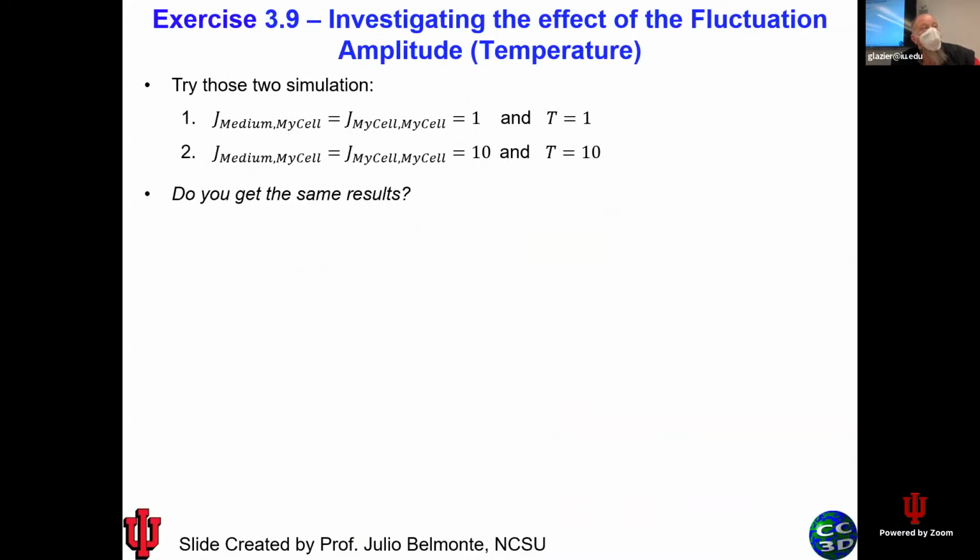Okay. So the last one we could do is try two simulations, and then we'll take a break. Cell medium contact, you've got cell medium and cell equal to 1. Now change the fluctuation amplitude, that T parameter, make it 1. And run it. Take a look at that, and then make cell medium equal to cell equal to 10 and T equal to 10. And now ask the question, do the simulations of those two things look the same or not?